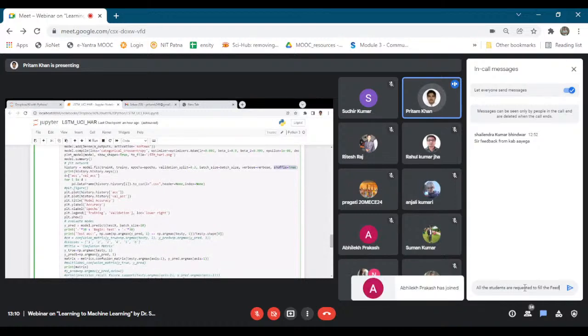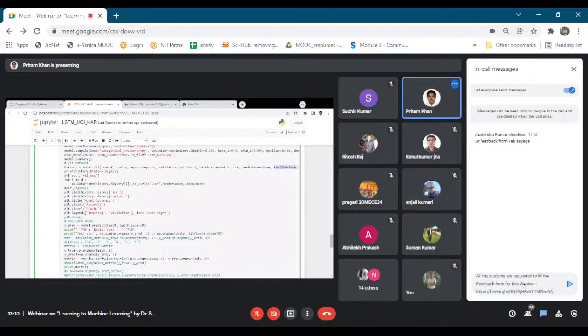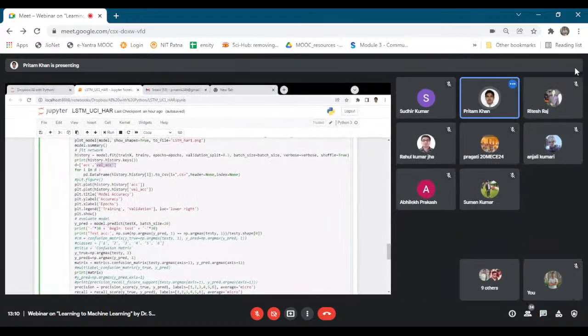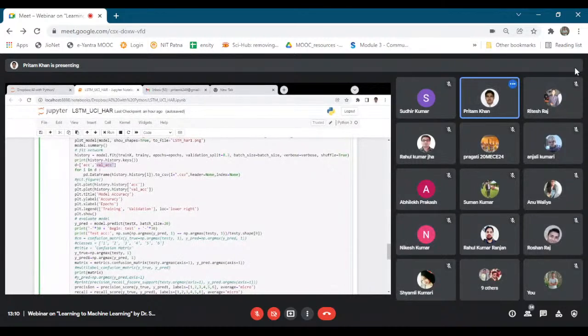Next, I will print the history, and then the accuracy and validation accuracy also I will print. This is a for loop, from where both accuracy and validation accuracy I will be printing for the entire data frame. Next, these are all the plotting things, the history and these tables. I will be showing you these things.